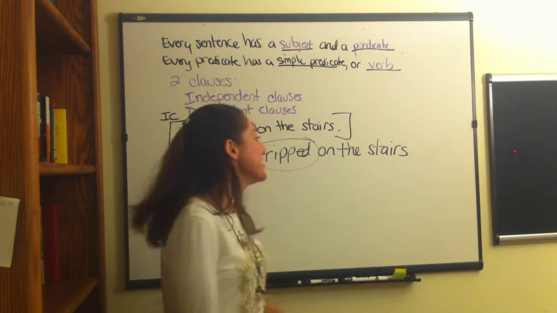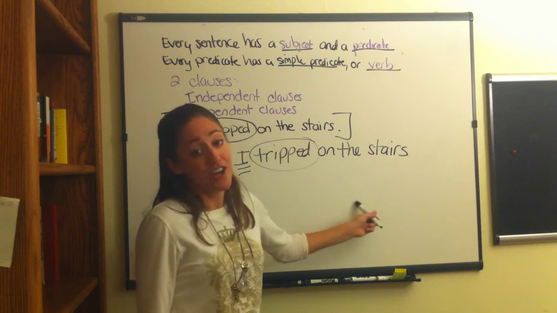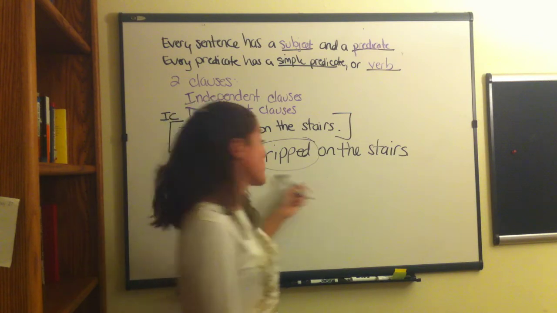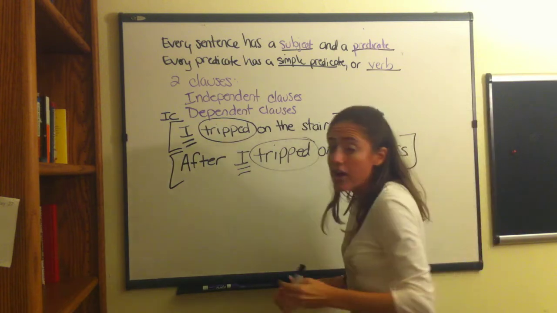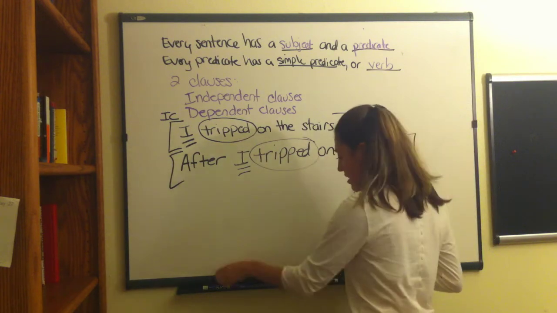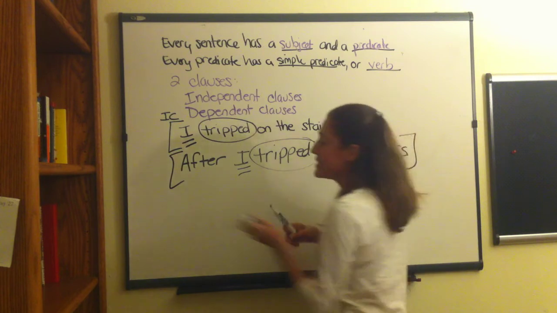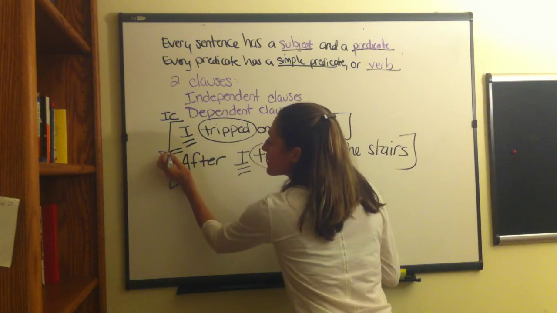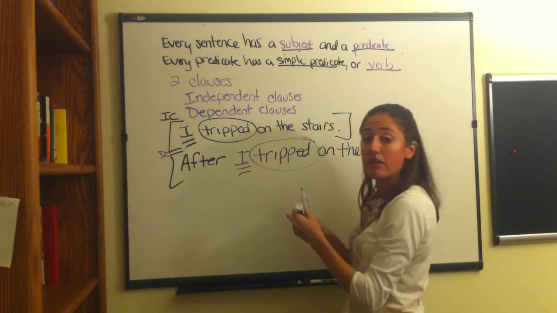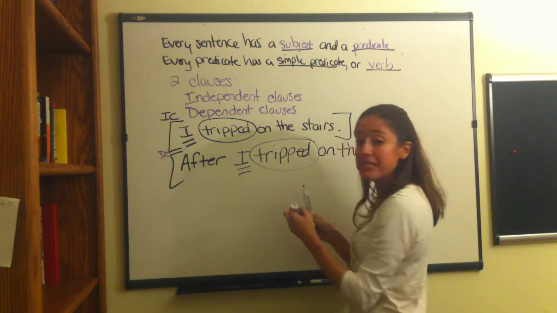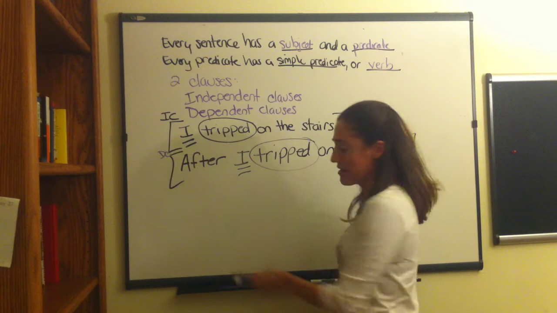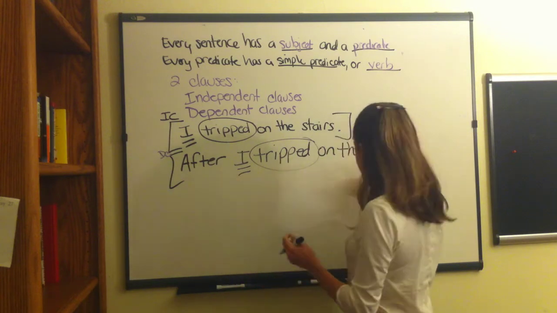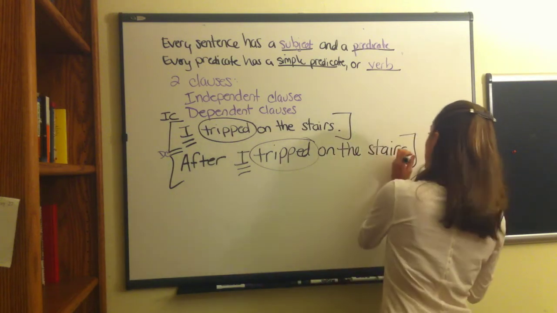What happened? Now you need another clause to make it complete. So this clause right here, it has a subject and a verb. It's a clause. It's called a dependent clause. DC. Put DC right here. Okay? That's an independent clause, has a subject and verb. This is a dependent clause. So how do you fix this? You add an independent clause. What happened after I tripped on the stairs?